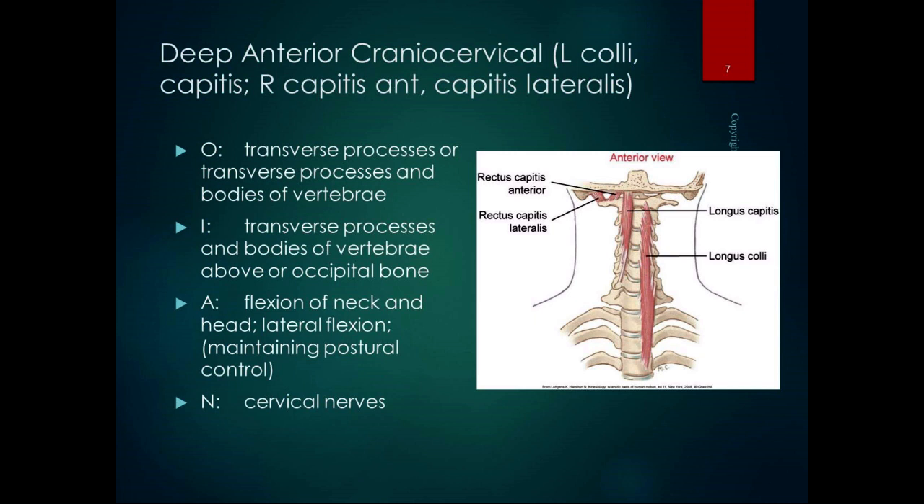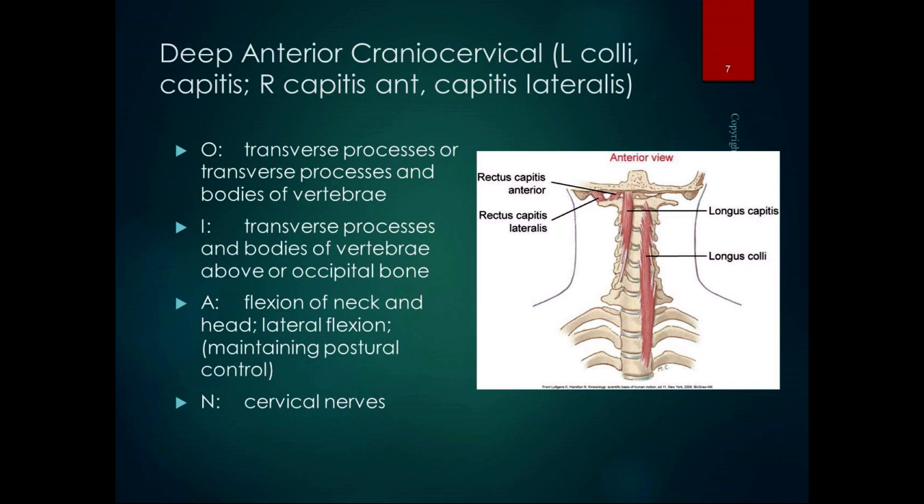They all, as a group, originate on transverse processes or transverse processes and the bodies of the vertebrae, and they insert on transverse processes on the bodies of the vertebrae above where they originated or on the occipital bone. And their job is flexion of the neck and head. And unilaterally, they do a little bit of lateral flexion. Their main purpose, though, is maintaining postural control. They're innervated by cervical nerves, not surprisingly.